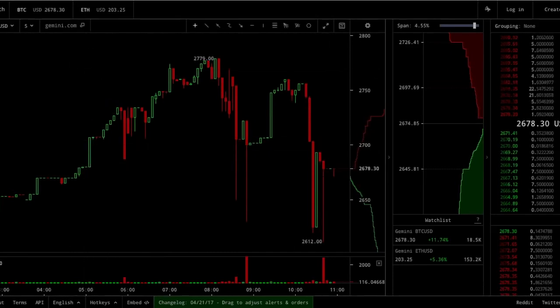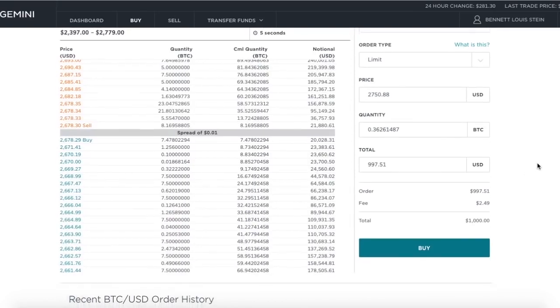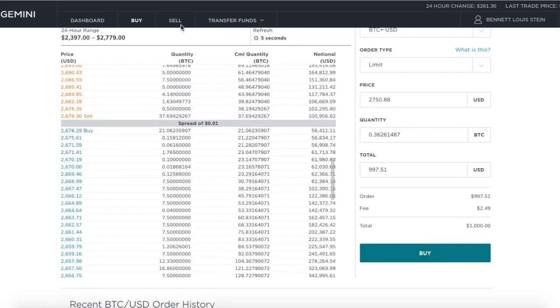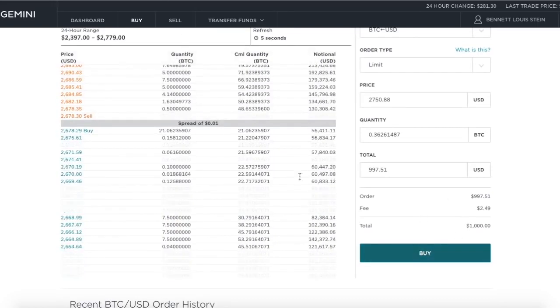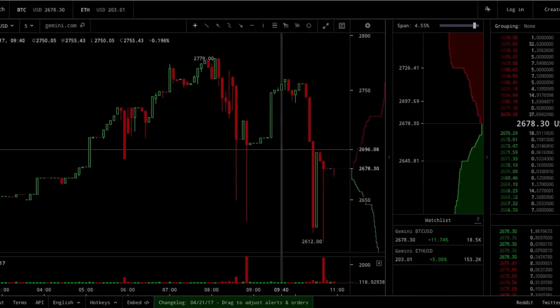My $1,000 is right over on Gemini, which is my brokerage that I use. And I only use Gemini just for orders. I use CryptoWatch for analysis. I would just use this to put in an order and to get out of an order. I mean, to get out of a position.